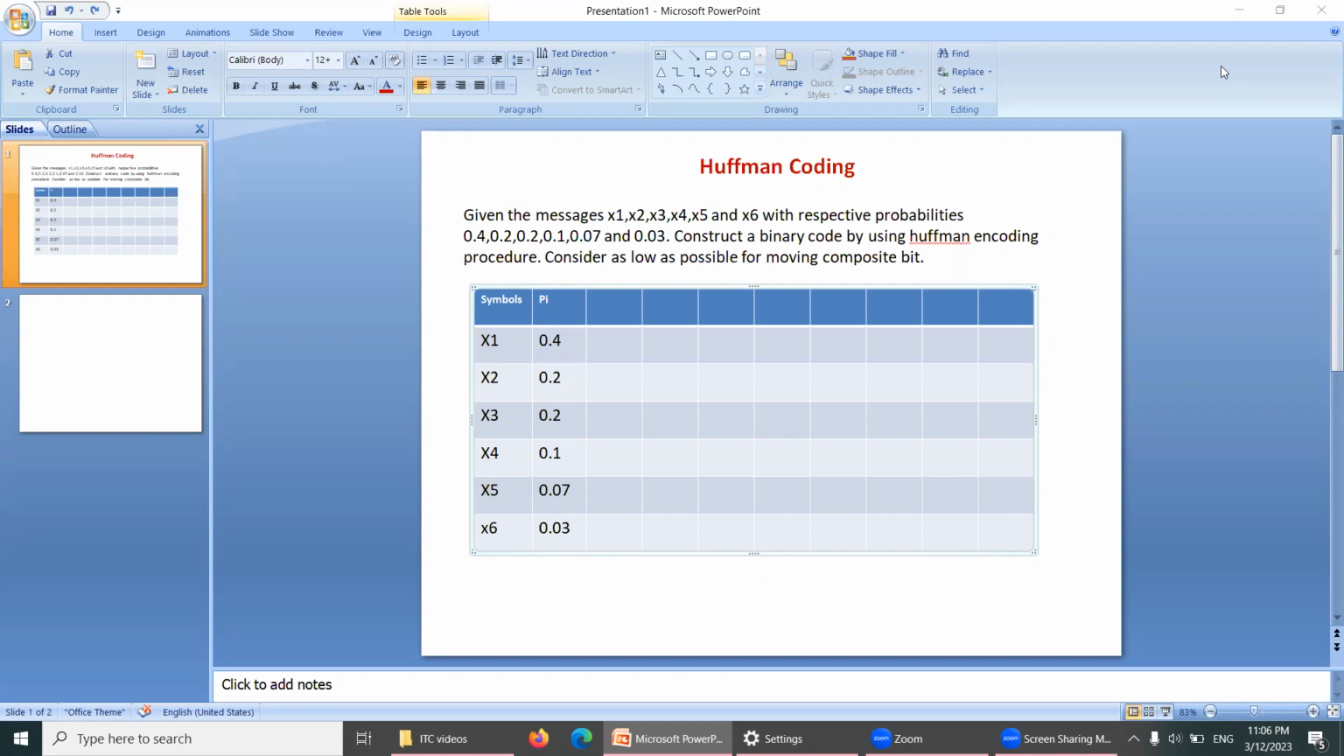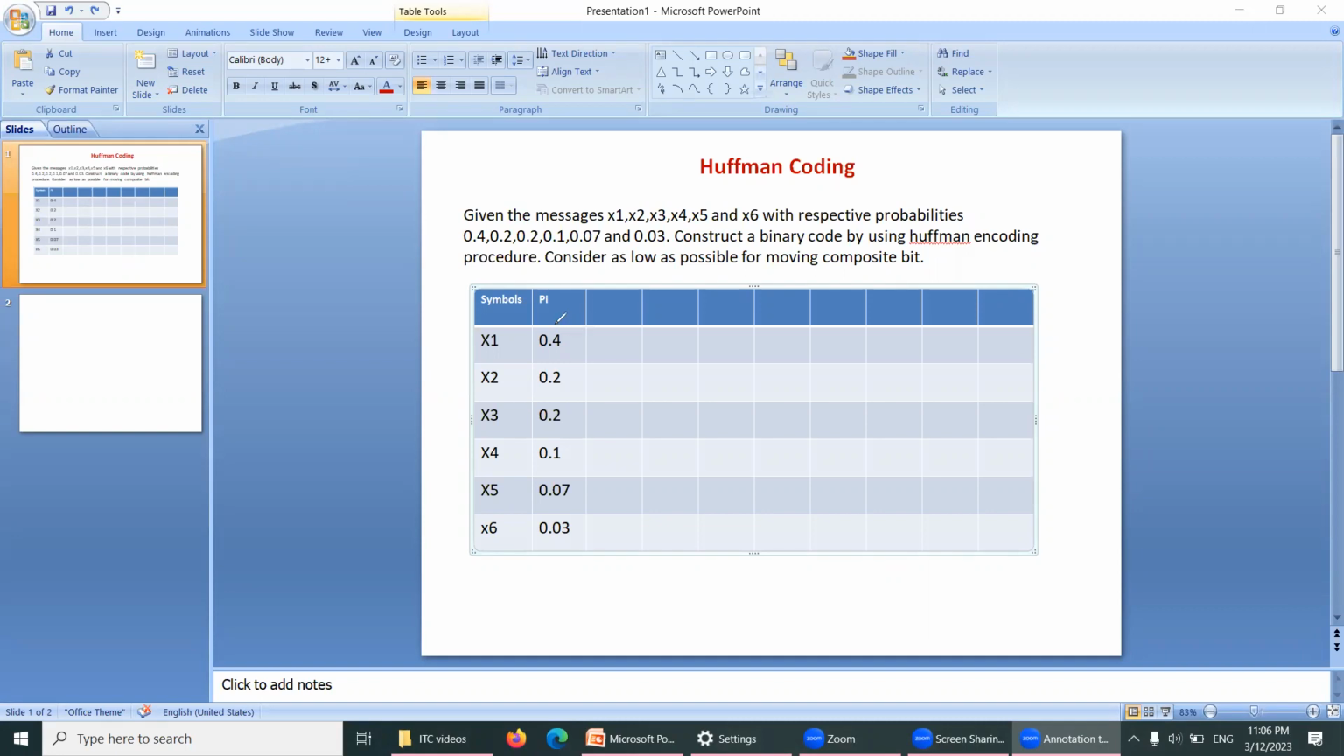Let me explain the procedure by taking an example. Given the messages x1, x2, x3, x4, x5 and x6, and their probabilities are 0.4, 0.2, 0.2, 0.1, 0.07 and 0.03. We are supposed to construct a binary code by using the Huffman encoding procedure. We have one more criterion given: place the composite bit as low as possible.